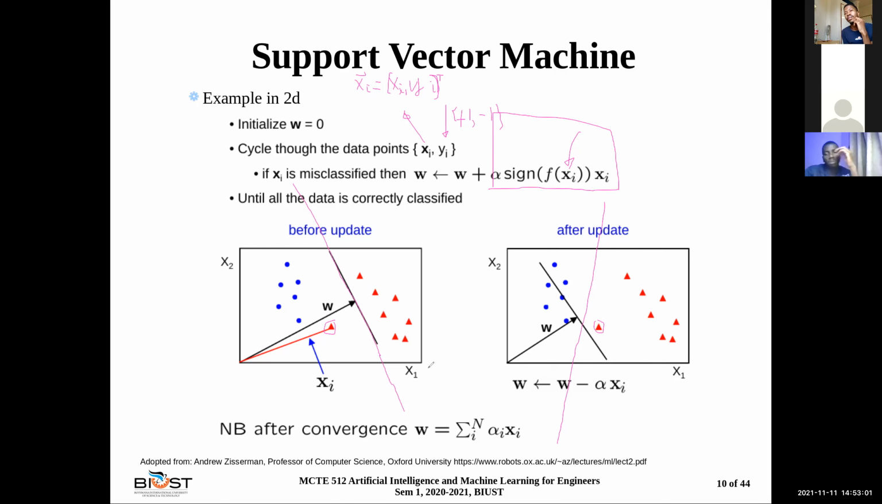So after convergence, we say that each of your alpha i, which is just some parameters that we will discuss later, given the input. This is another way of computing your W.